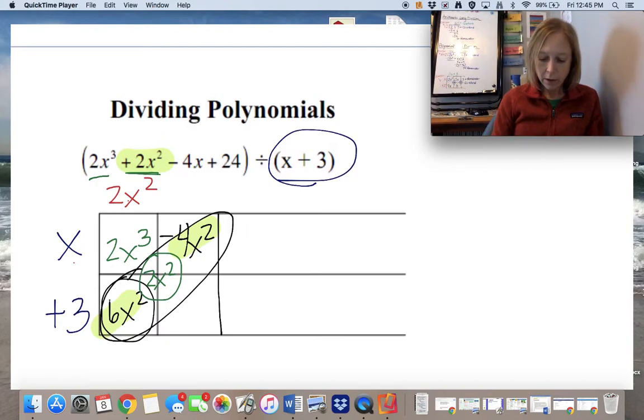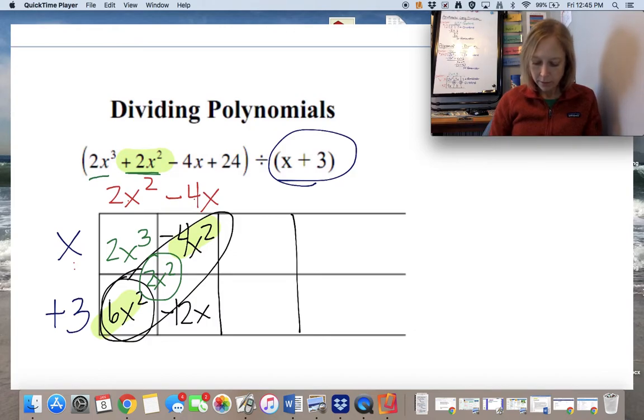Okay, we are now going to repeat this process until we are done. So now I'm back at the point where I'm going to be building my quotient. X times what is negative 4x squared? That would be a negative 4x. I now have enough information to go down below and multiply negative 4x times 3 is negative 12x.